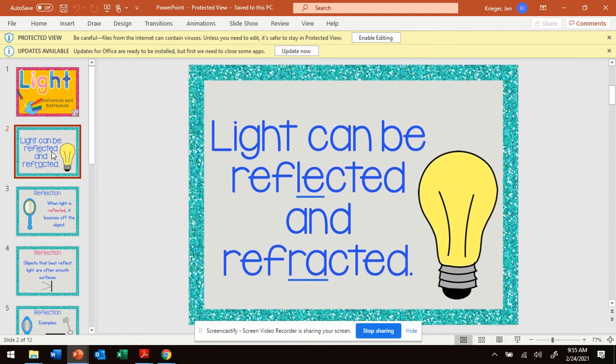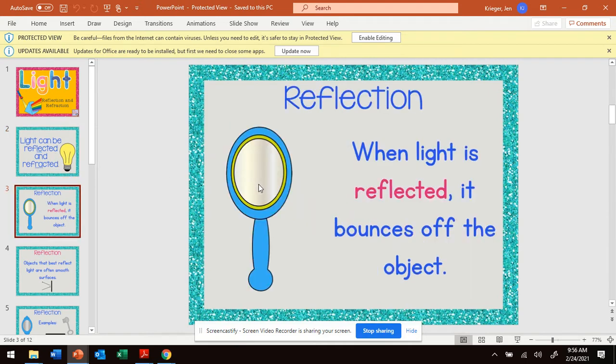And these two vocabulary words, reflect and refract. Try saying that. Reflect, refract. They both begin with that REF. Reflection, I'm sure you've heard of before, like looking in a mirror. When light is reflected, reflect is a synonym for bounce. So it's actually bouncing off that object. So when you're looking in a mirror, it is bouncing off that mirror, and therefore you see your reflection.